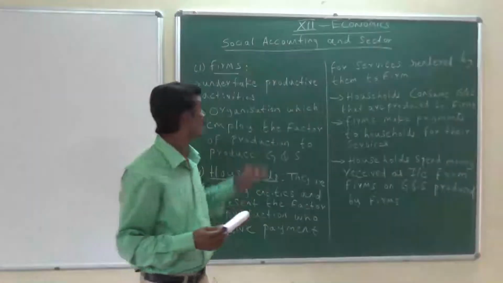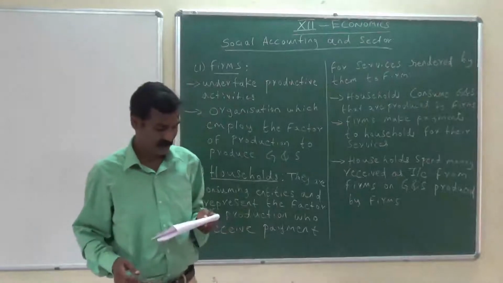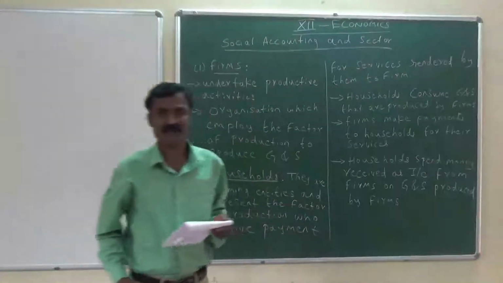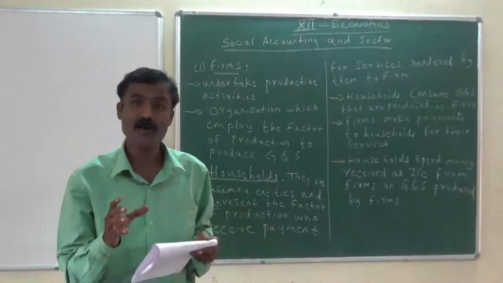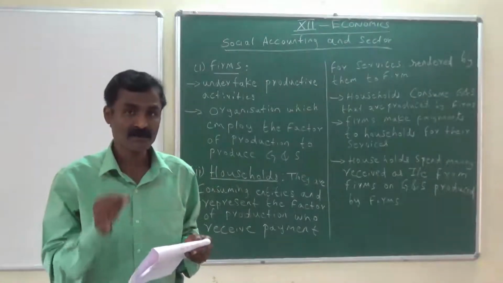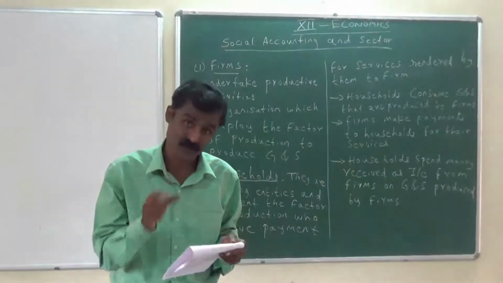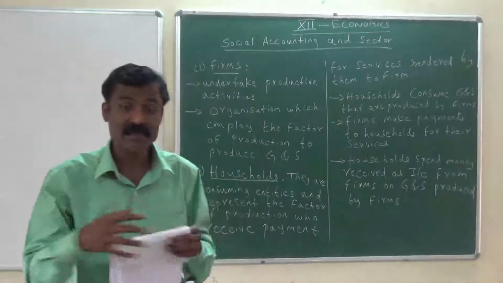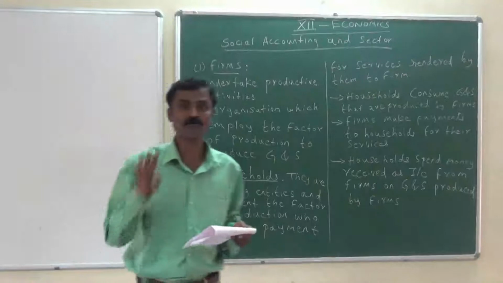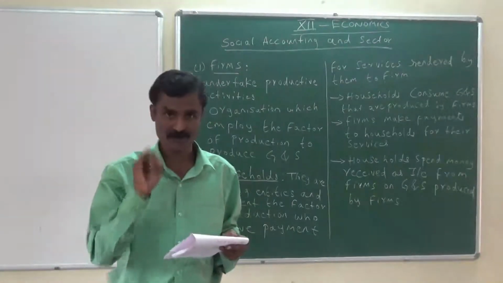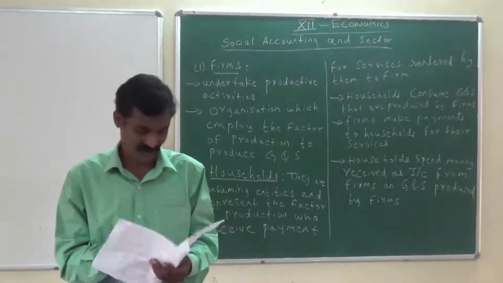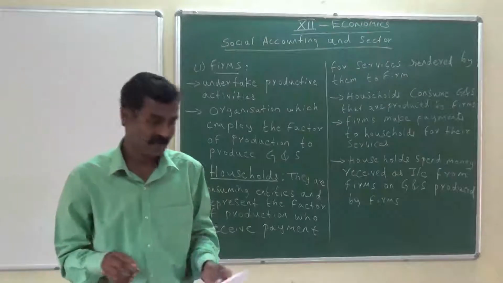Okay students, now the next topic is social accounting and sector. Under this method, the economy is divided into different sectors. Now what is a sector? A sector is nothing but a group of individuals or institutions having common interrelated economic transactions. Again, a sector is a group of individuals or institutions having common interrelated economic activities. So the economy is divided into the following sectors. Totally there are about 5 types of sectors: firms, households, the government sector, the rest of the world sector and the capital sector.